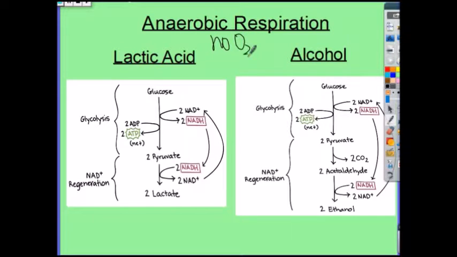While glycolysis is an anaerobic process, meaning that it requires no oxygen, the other processes are aerobic and need oxygen to be carried out. So in moments in which there is no oxygen, cells go through the process of anaerobic respiration. There are two types: lactic acid fermentation and alcohol fermentation.